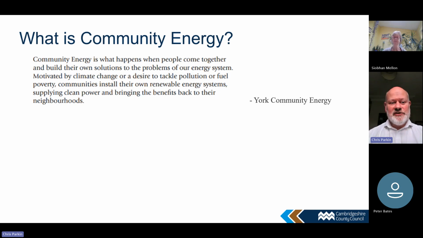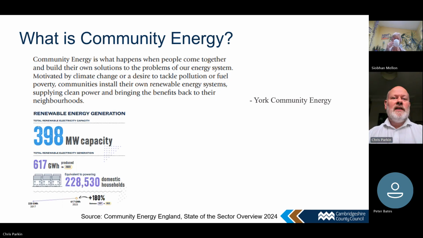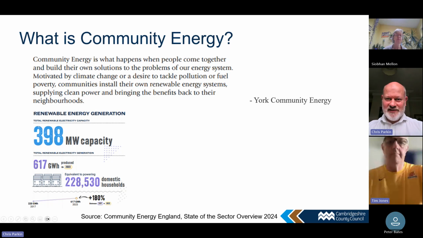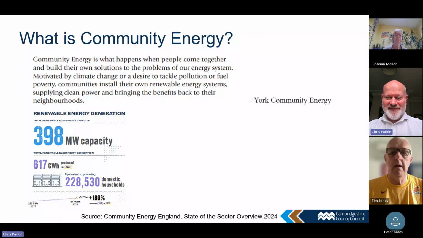So one of the key elements really is about community ownership and community control of energy assets. This provides a few key figures from Community Energy England's State of the Sector Overview, which was published last month. So the community energy sector in total has 398 megawatts of renewable electricity generating capacity and generated 617 gigawatt hours of electricity in 2023, which is enough to supply 228,530 households.